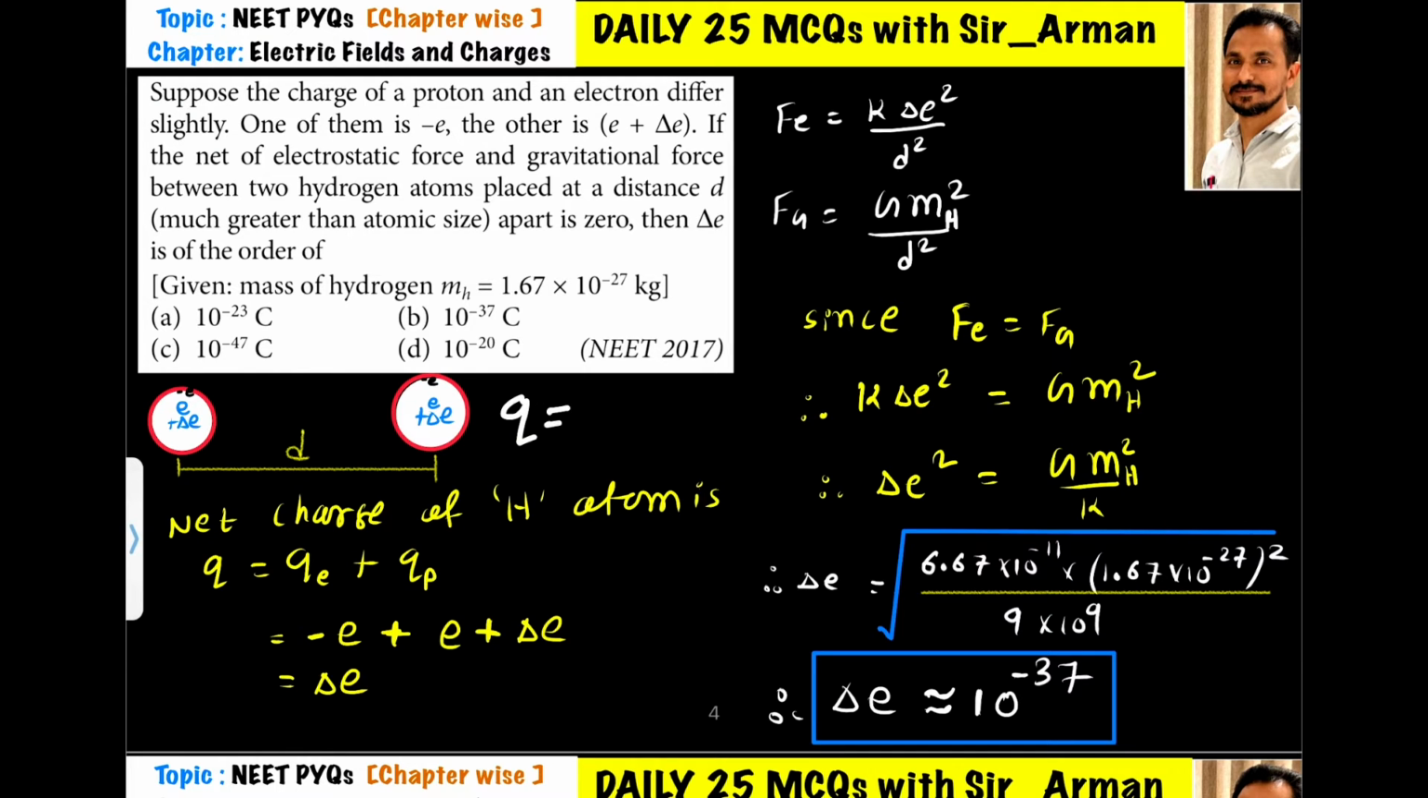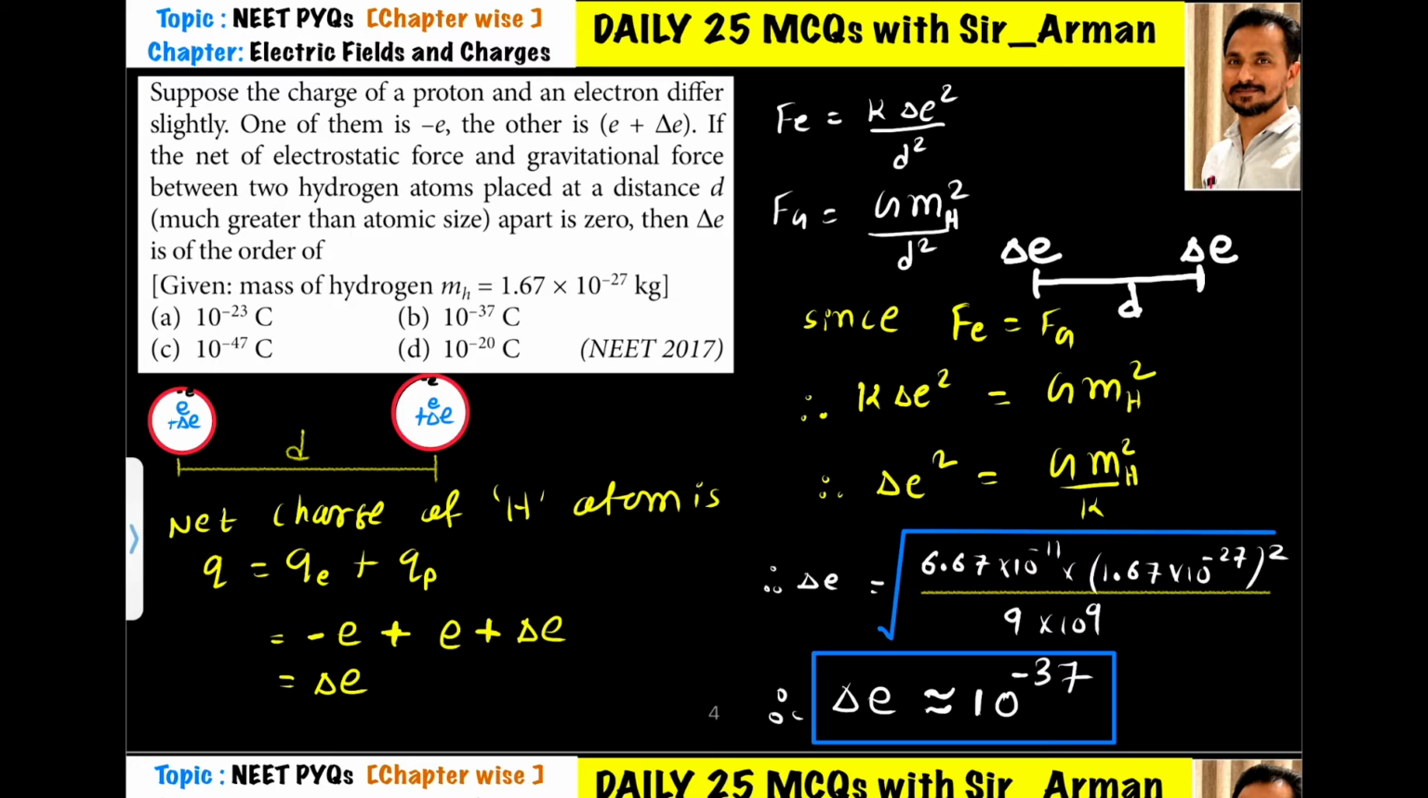So what is the total charge of one hydrogen atom? It is the charge of the electron plus the charge of the proton. The charge of the electron is minus e, and the charge of the proton is e plus delta e. So e and e get cancelled, and the charge of one hydrogen atom is delta e. Now we have two hydrogen atoms, each having charge delta e, both separated by distance d as per the question.